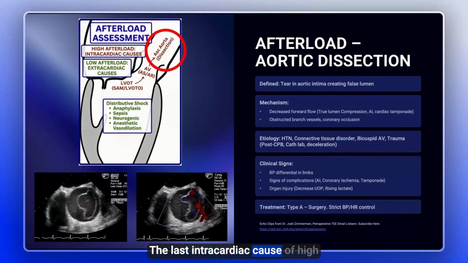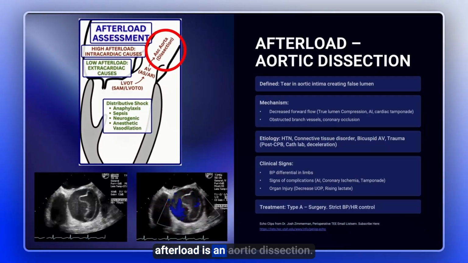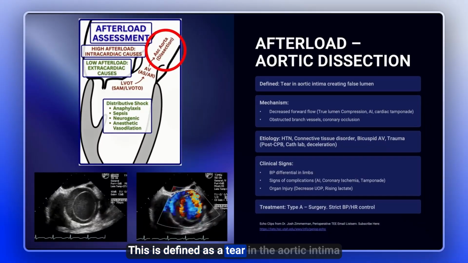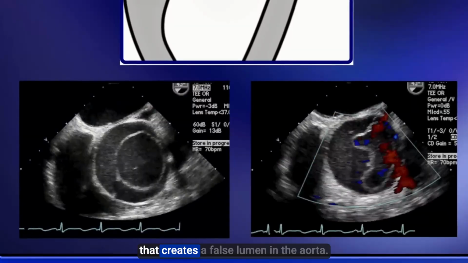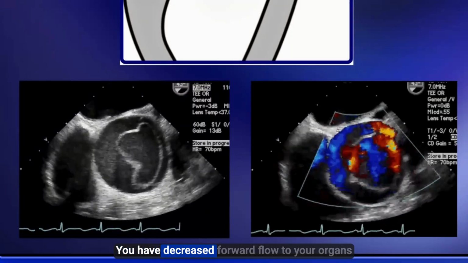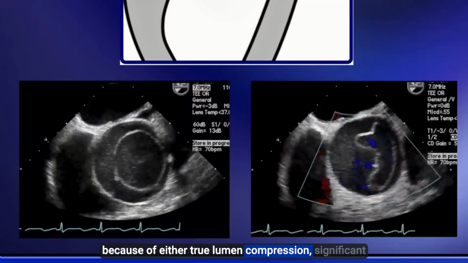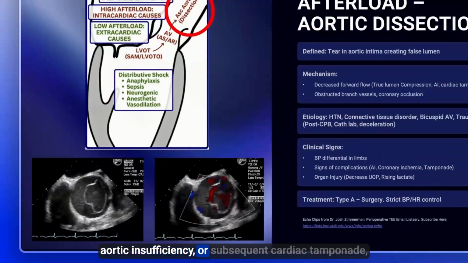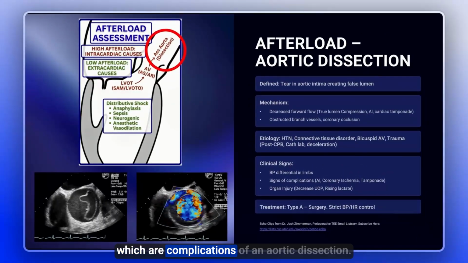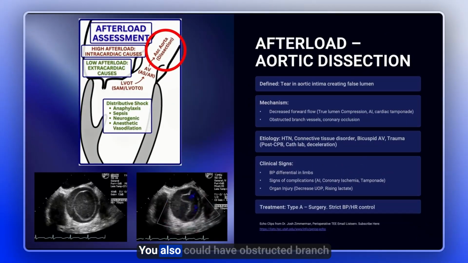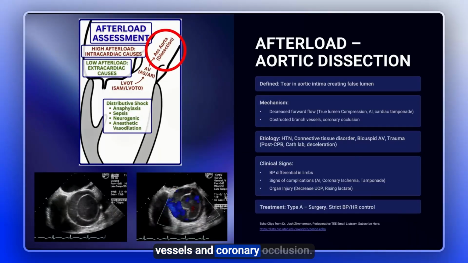The last intracardiac cause of high afterload is an aortic dissection. This is defined as a tear in the aortic intima that creates a false lumen in the aorta. You have decreased forward flow to your organs because of either true lumen compression, significant aortic insufficiency, or subsequent cardiac tamponade, which are complications of an aortic dissection. You also could have obstructed branch vessels and coronary occlusion.